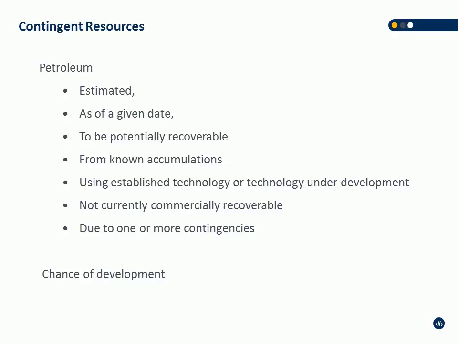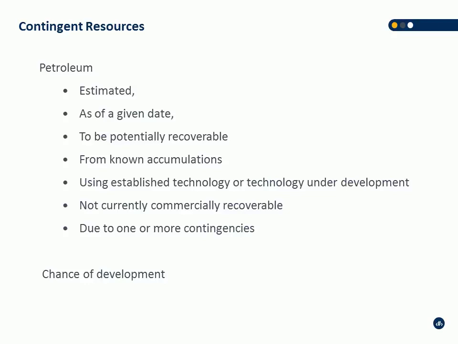So another one of the hurdles for classifying volumes as contingent resources or reserves is that the technology required to develop the asset or to produce the oil and gas has to have been shown to work in at least similar reservoirs, if not the subject reservoir. That's for reserves. For reserves, it has to be an established technology.